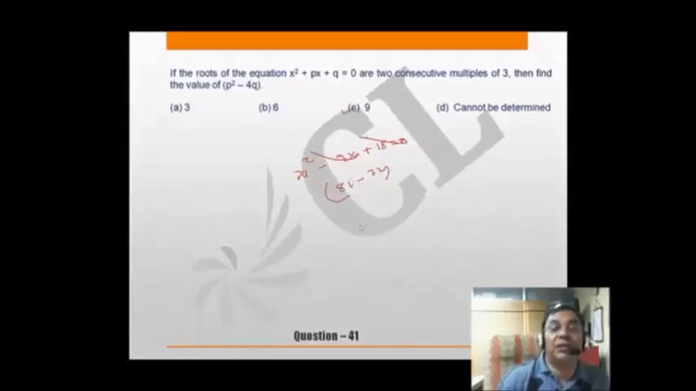If I take 6 and 9, let's see. If I take 6 and 9, x square minus 15x plus 54, as 6 and 9 is 54. So p square is 225, minus 54 into again 9. So the answer is 9. So this was again a little SQC logic.